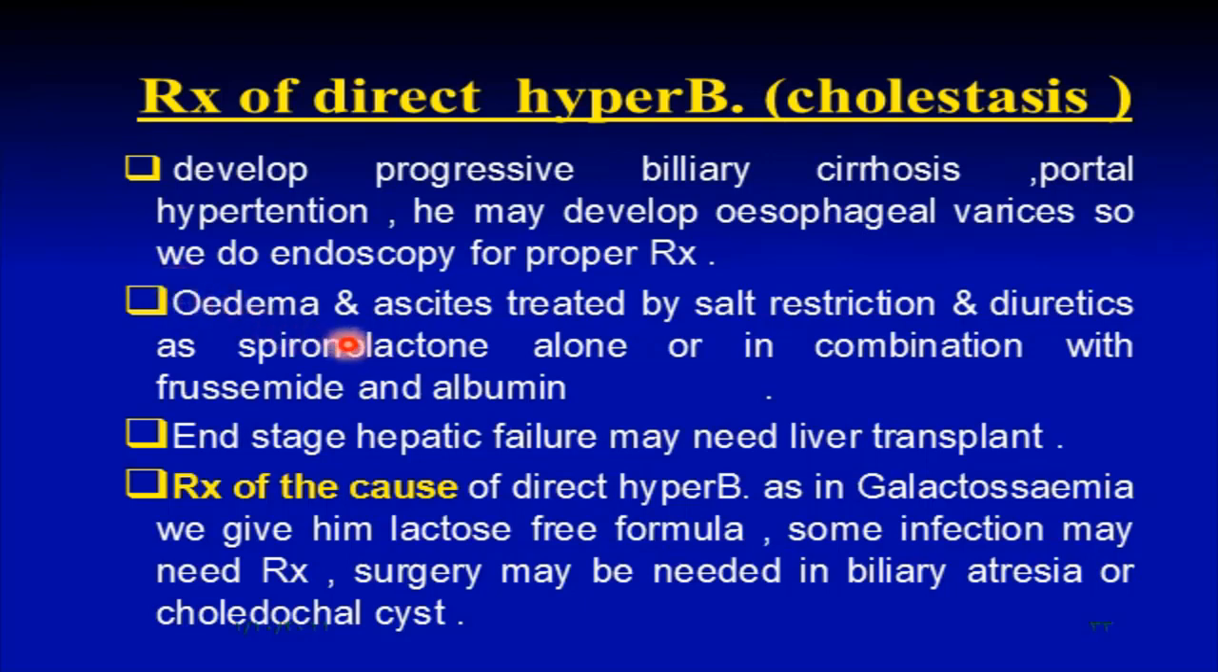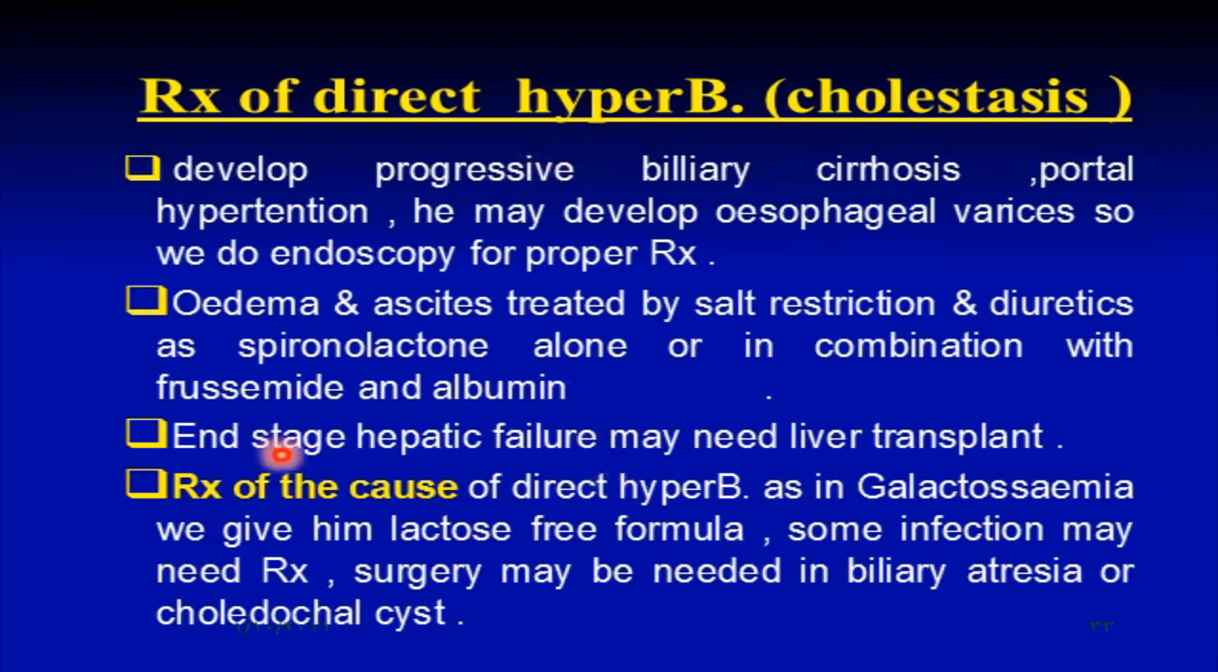Edema and ascites are treated by salt restriction and diuretics such as Aldactone alone or in combination with furosemide and albumin, especially if there is hypoalbuminemia. In this stage, hepatic failure may need liver transplant.